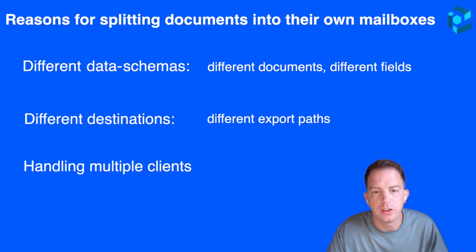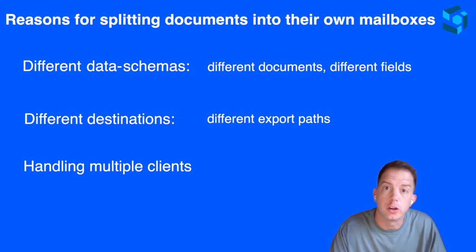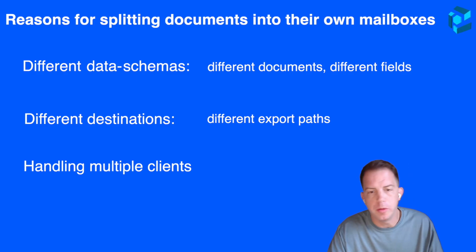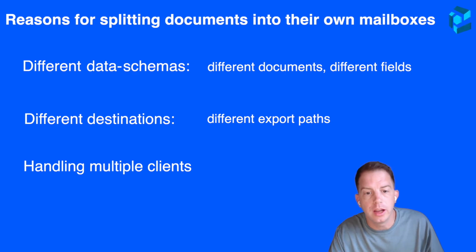Case three, processing documents for customers. If you're processing documents on behalf of multiple customers or you're reselling our service, you might create one mailbox per client or customer. This lets you give customers access to their own mailbox, track usage per customer, and configure different exports per client.